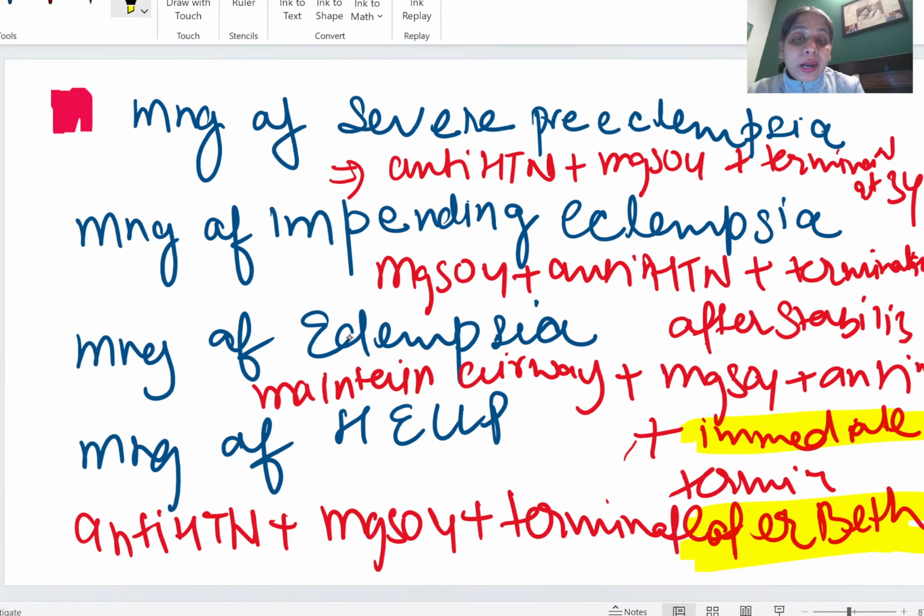And in impending eclampsia the termination is after stabilization, and in severe preeclampsia the termination is at 34 weeks. That is what will be asked in your exam.